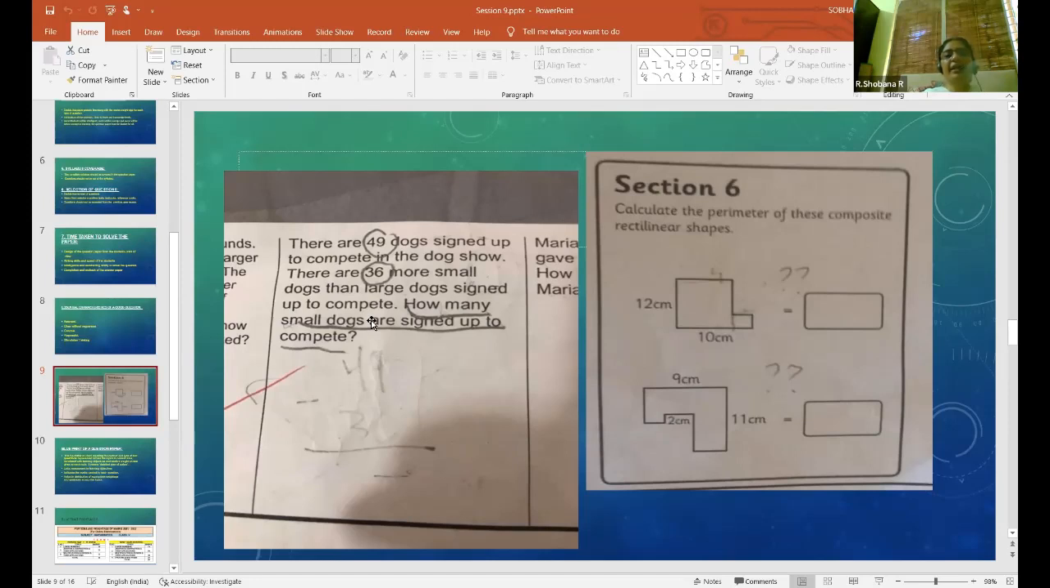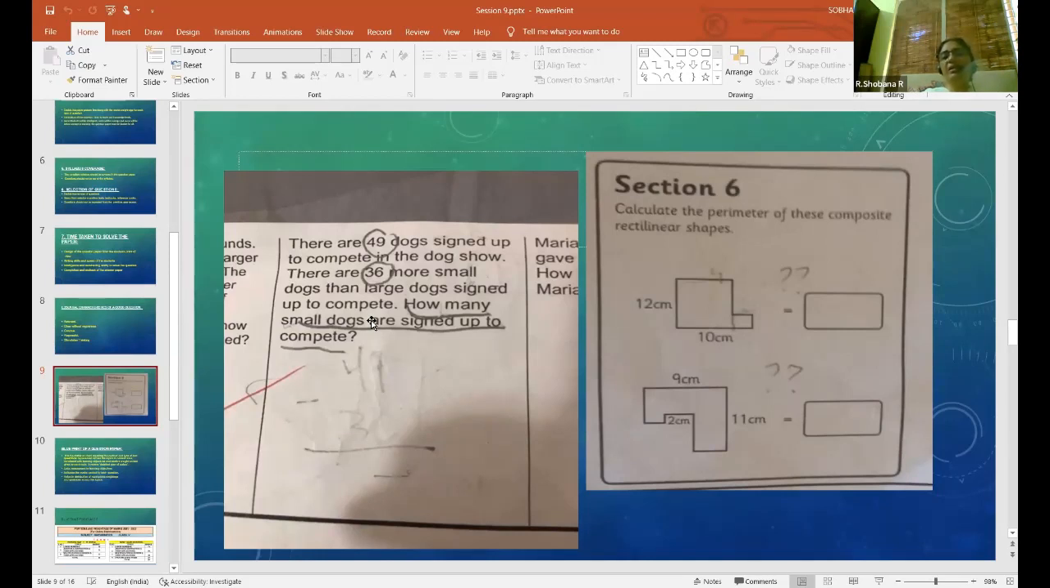Like, there are 49 animals signed up to compete in a show. There are 36 dogs, and there are 49 more cats. So these clearly demarcated things will help the child to understand the question better. So don't give questions where the clarity is not there for the child.